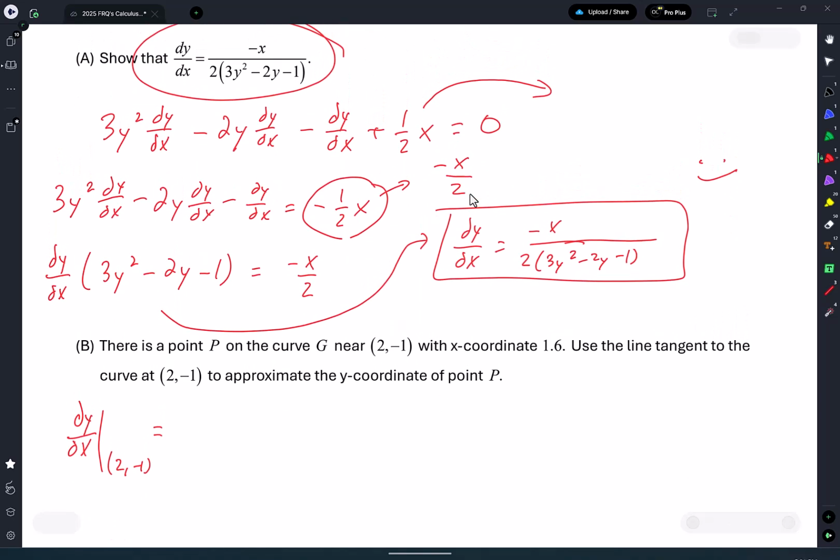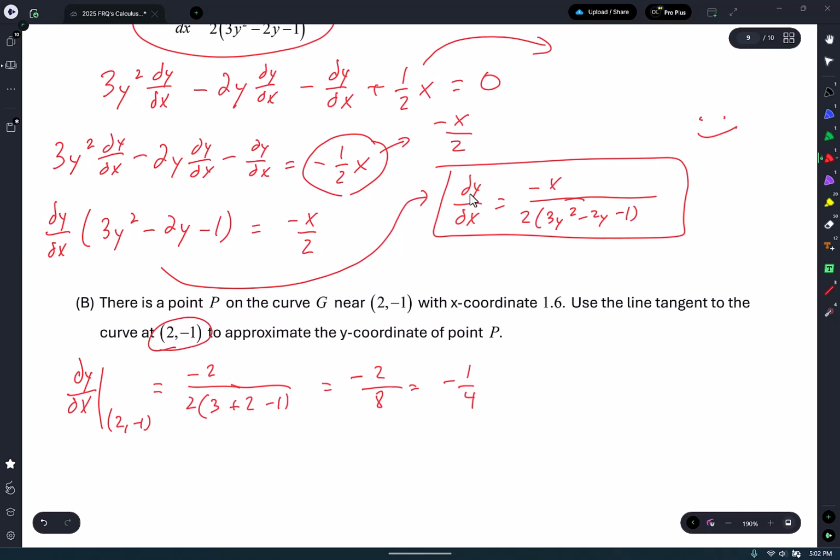So let's see, my x, -2 over 2 times 3 times -1 squared. -1 squared is 1. 1 times 3 is 3. Minus -2 times -1 is a positive, so plus 2. And then minus 1. So let's see what we get. -2 over 3 plus 2 is 5. 5 minus 1 is 4. 4 times 2 is 8. So -1/4. That's my dy dx. Let me know if I make mistakes, because I make mistakes all the time.